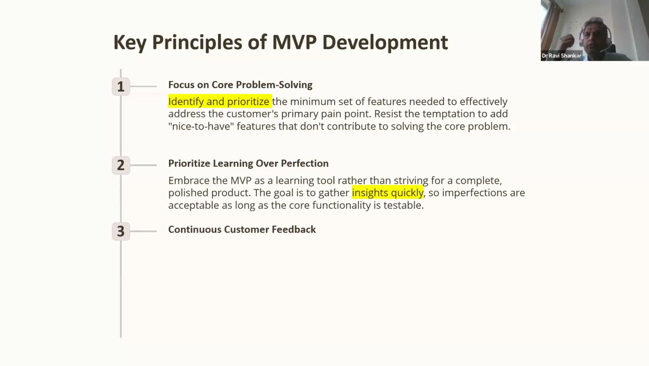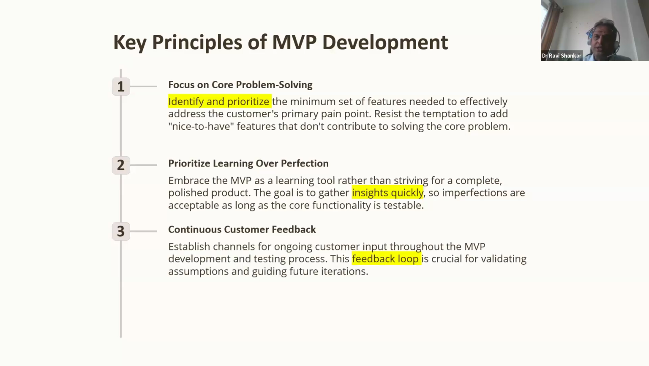The third principle is that of obtaining continuous customer feedback. So MVP allows for a feedback loop that is very critical for validating your early thoughts and early set of assumptions. Therefore, serving as a lighthouse to guide future iterations.